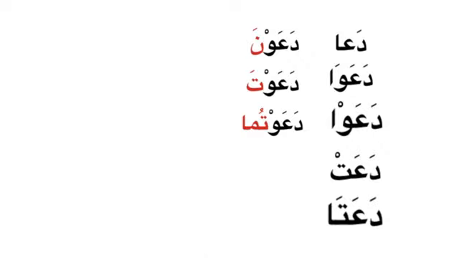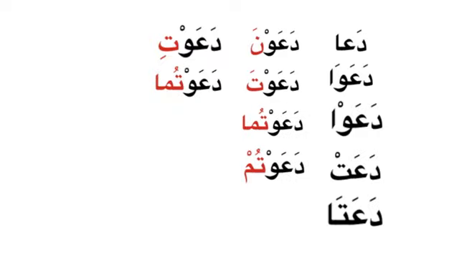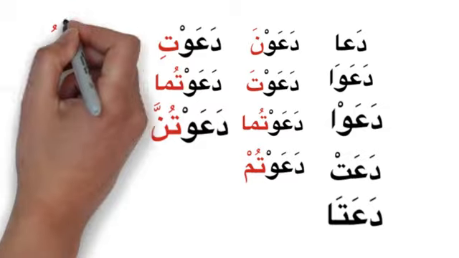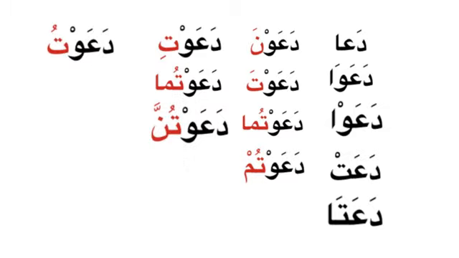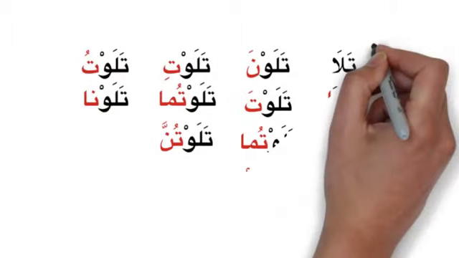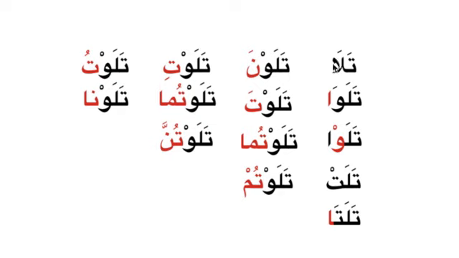da'awtuma, da'awtum, da'awti, da'awtuma, da'awtunna. These are mutaharrik pronouns. Da'awtu, I invited. Da'awna, we all invited. So if you bring another form, just to get good practice, tala yatlu.